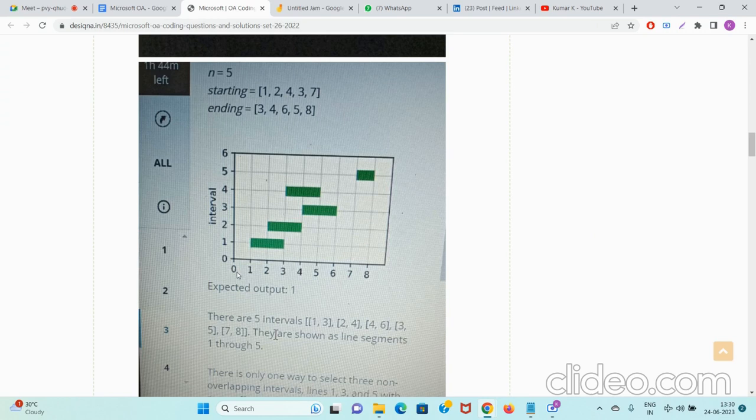So think and tell me. Only 5-6 people wrote. What about others? Even a 5th standard kid can see and tell you which are the three intervals which are not intersecting with each other. One is 1 to 3, another is 4 to 6, and then it is 7 to 8.